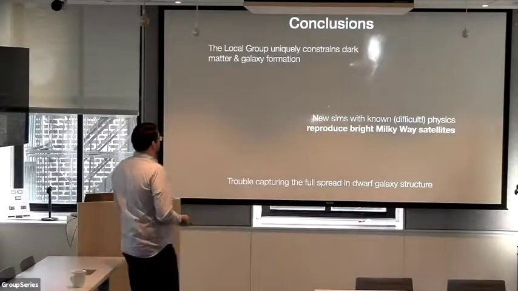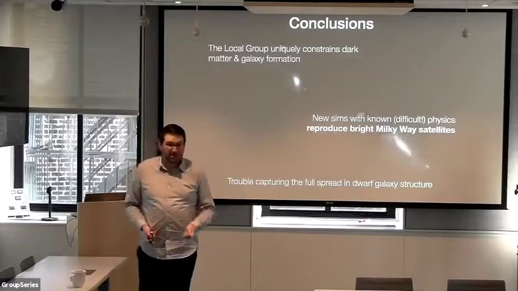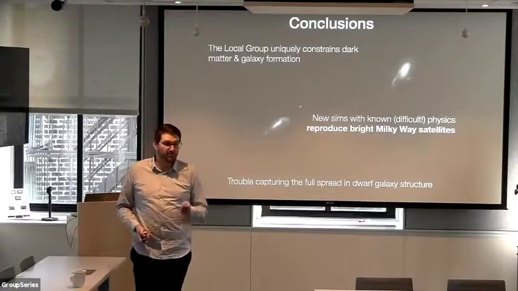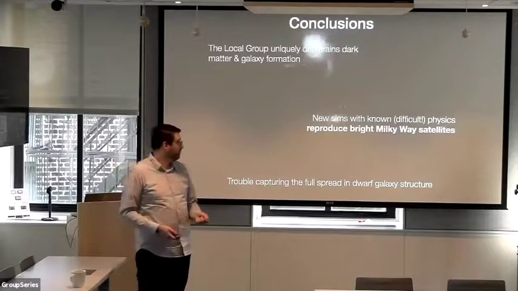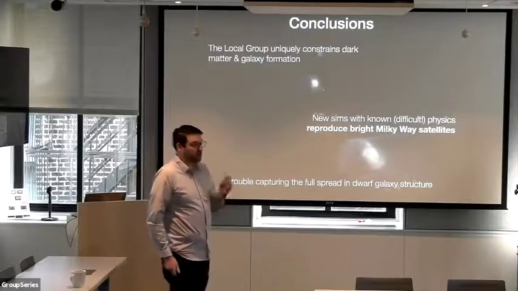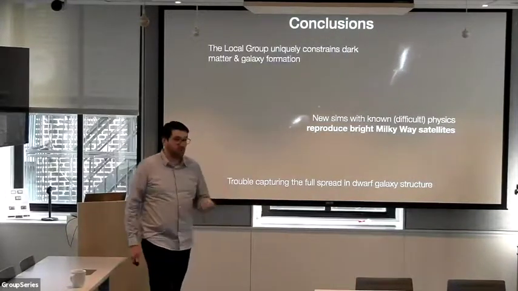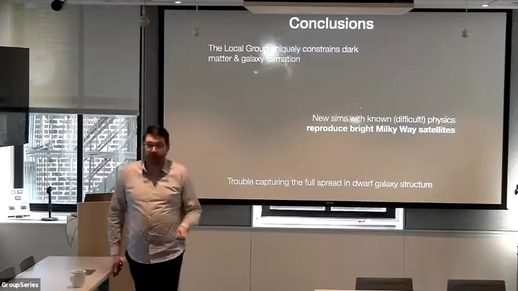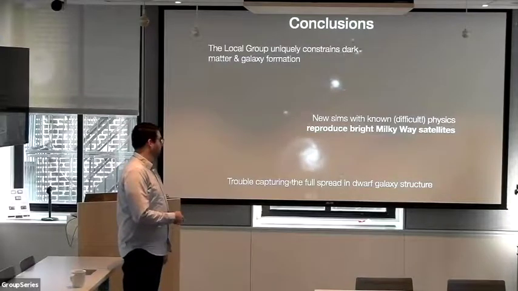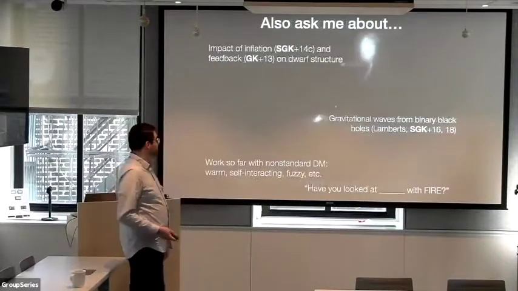So just to conclude, I hope I've convinced you that the local group really does uniquely constrain dark matter and galaxy formation, largely because it's the only part of the universe where we can study dwarf galaxies. I've shown you that when we run these new simulations that include known but very difficult and very expensive physics, we're able to reproduce the bright Milky Way satellites phenomenally well. We get the counts right and we get the structures right. However, we have a lot of trouble capturing the full spread in dwarf galaxy structure, particularly around Andromeda.